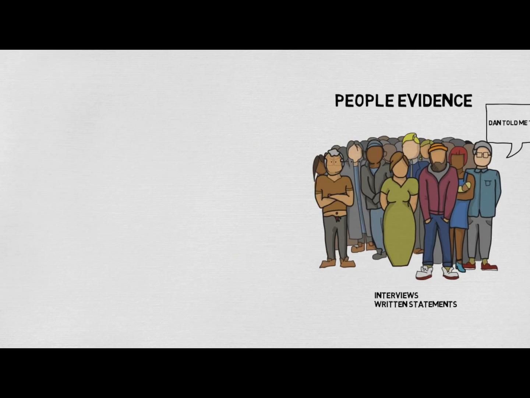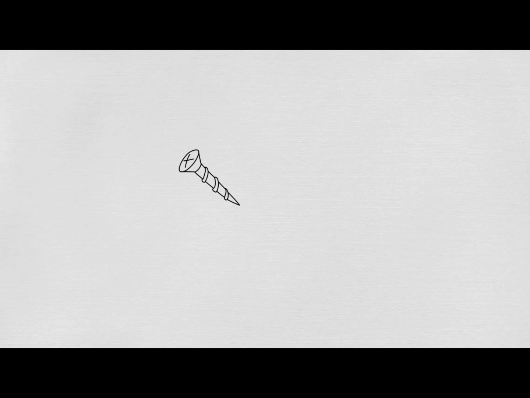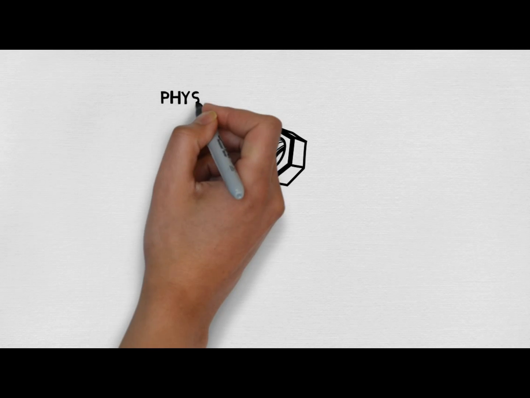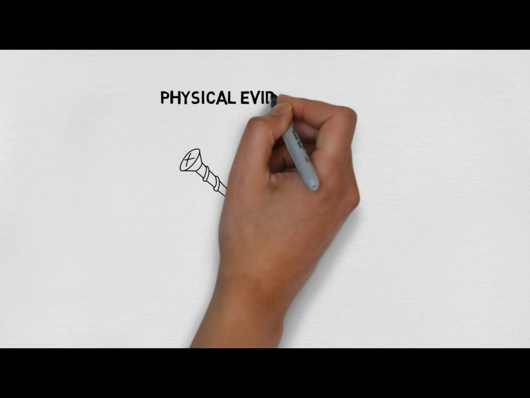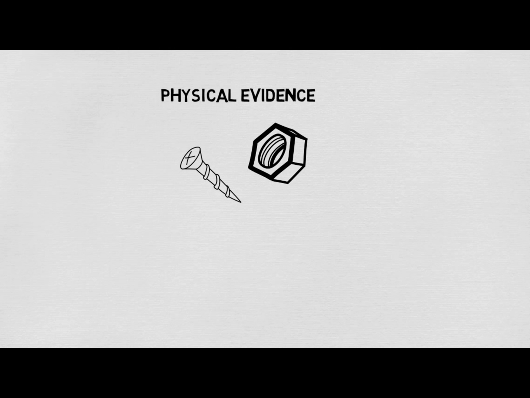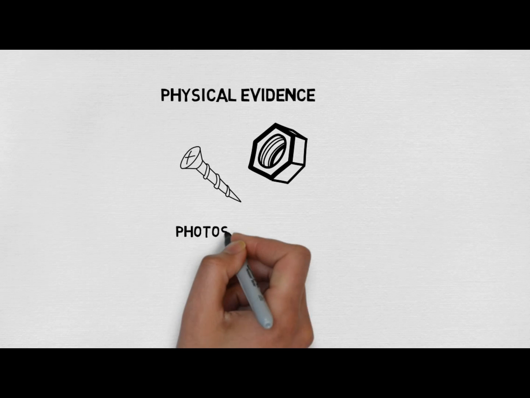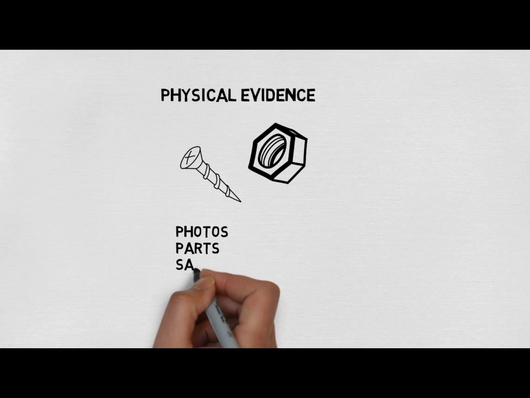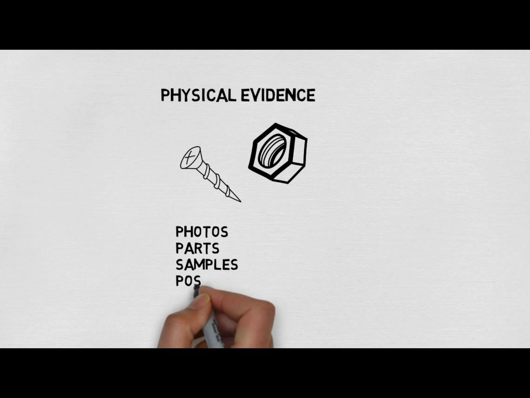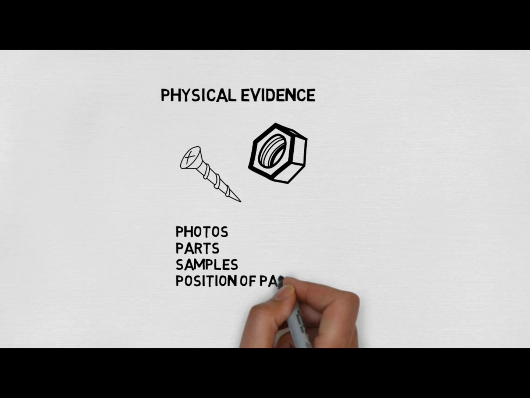Physical evidence. This form of evidence is typically everything that you see. Photos are a great way of preserving what happened. If you have broken parts, save those. That's evidence. Samples of chemicals, dirt, water, anything. Maybe even photos of the position of parts. Something may have popped off and flew across the room. You want to capture everything that you can.